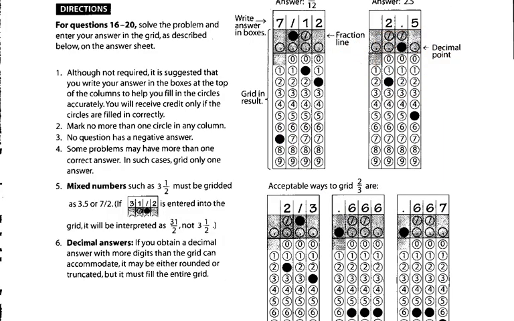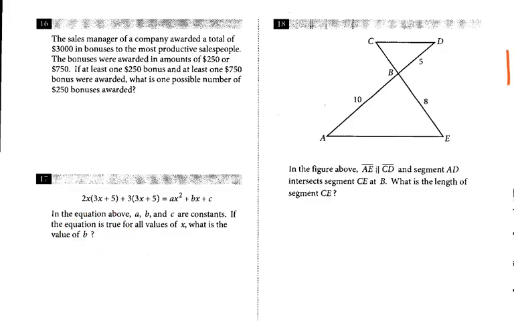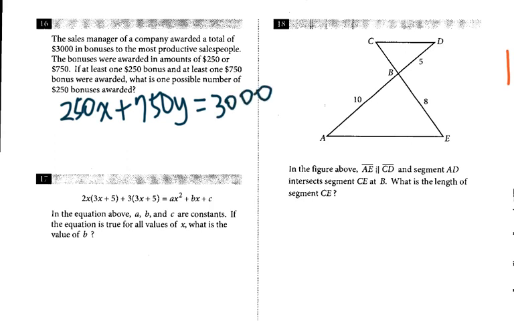For the grid part and for mixed numbers, you have to use the improper fraction, like 7 over 2. That's the one thing you need to pay attention to. Basically, for number 16, it will be 225x plus 750y, it should be 3,000. So we divide both sides by 250.